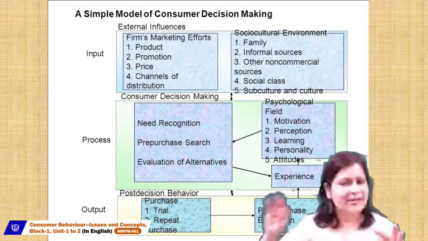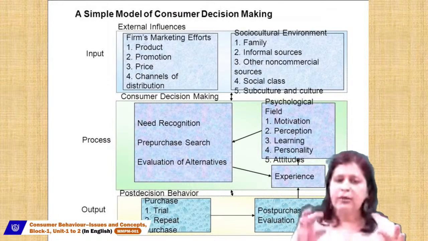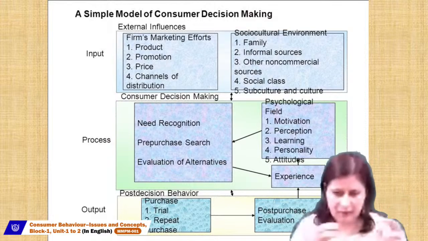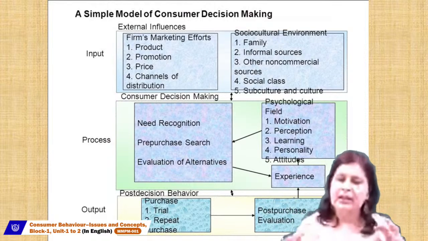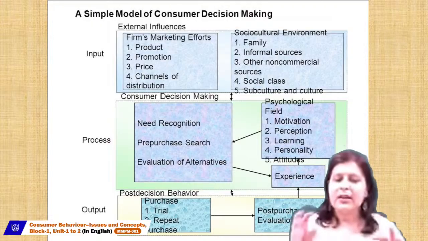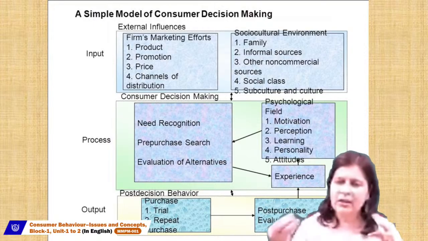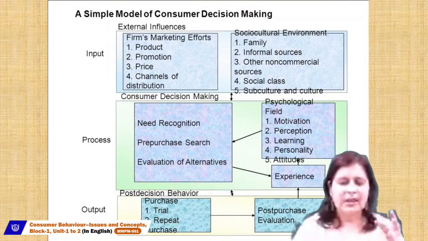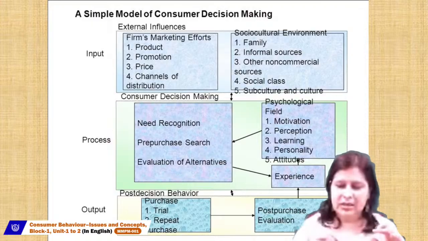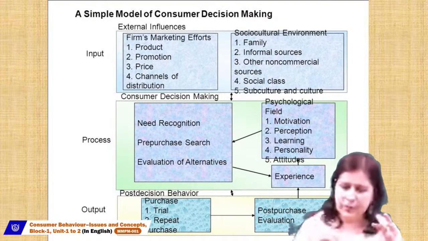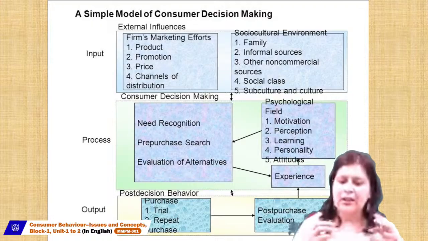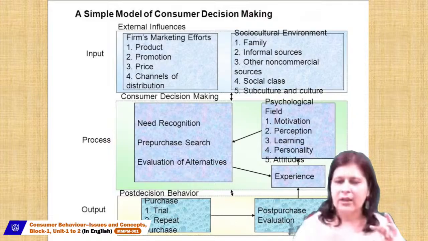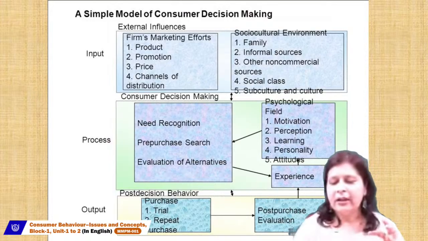Now the consumer is an experienced one. After that they can make the purchase or not make the purchase. If they make the purchase, then comes post-decision behavior. After making the decision comes post-decision making, which is the output: either the purchase or post-purchase evaluation. If someone purchases something for the first time, then comes the trial.